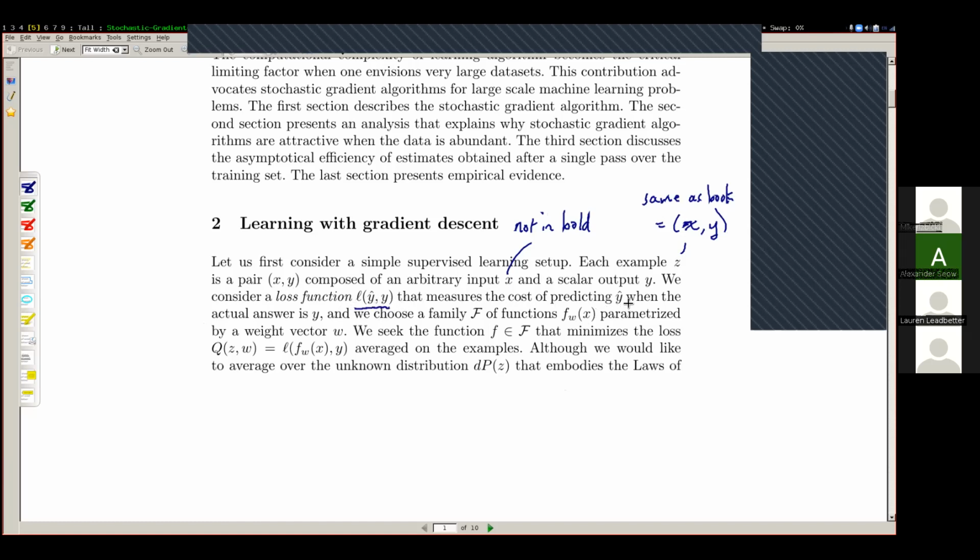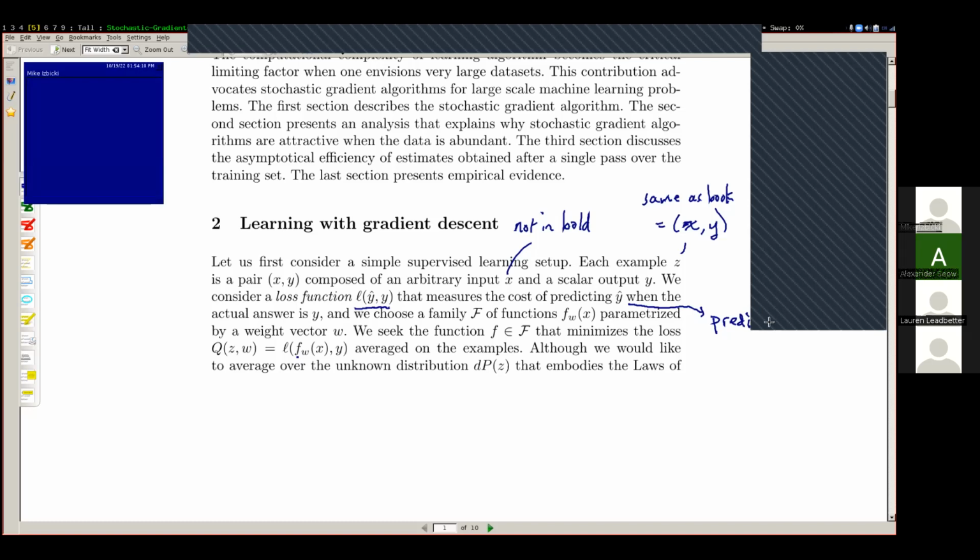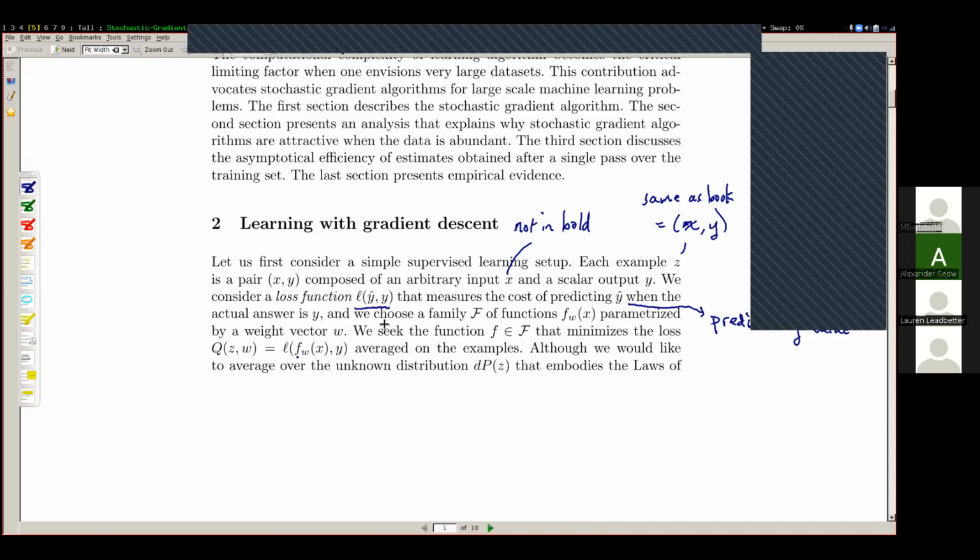This y hat is the predicted y value. Anytime you see a variable somehow wearing a hat, that hat means that it's been estimated from data somehow. So this y without a hat is the true y. The y wearing the hat is the y estimated from data.